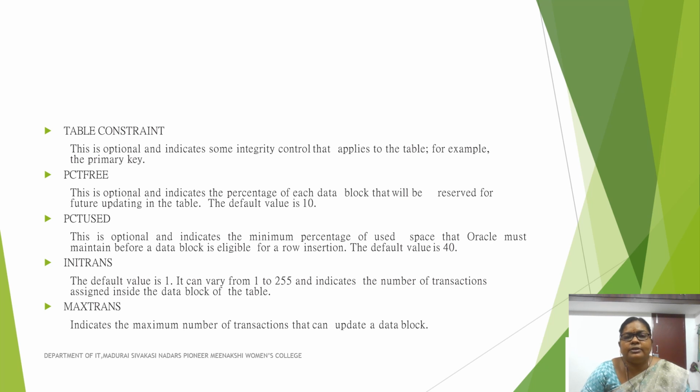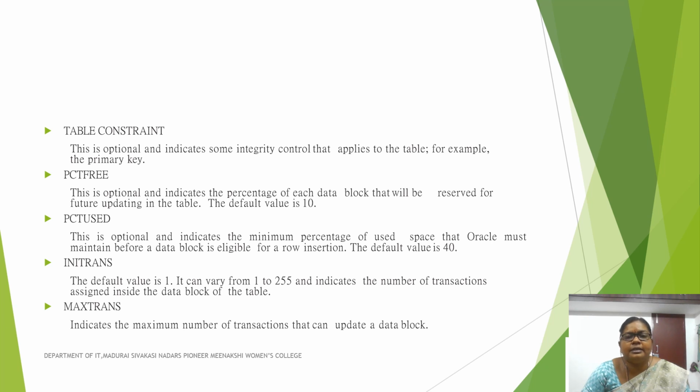PCT free. This is optional and indicates the percentage of the data block that will be reserved for future updating in the table. The default value is actually 10. But we have the option to edit that particular PCT free. If 10 is not enough for me, I can increase or reduce that value of 10. Just like that you can change the PCT free.